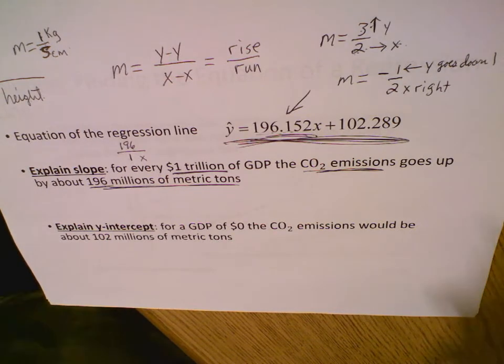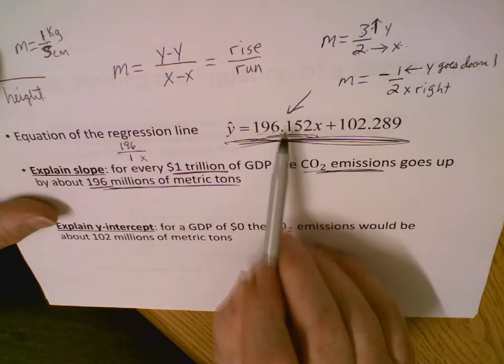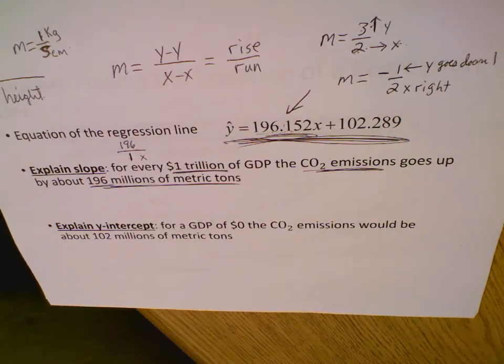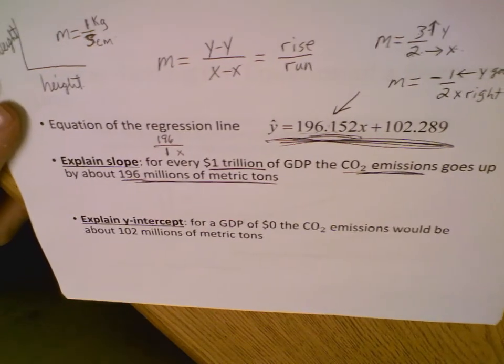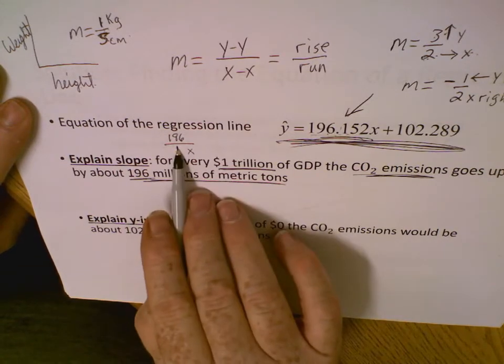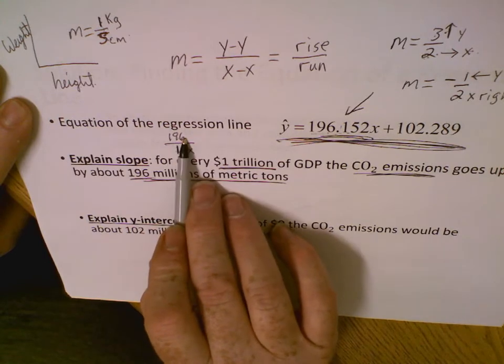That's how you're interpreting that slope. Whatever's on the bottom, and if we have a number like this, then it's always going to be a 1 on the bottom. So every time the x goes to the right 1, the y moves 196 up.